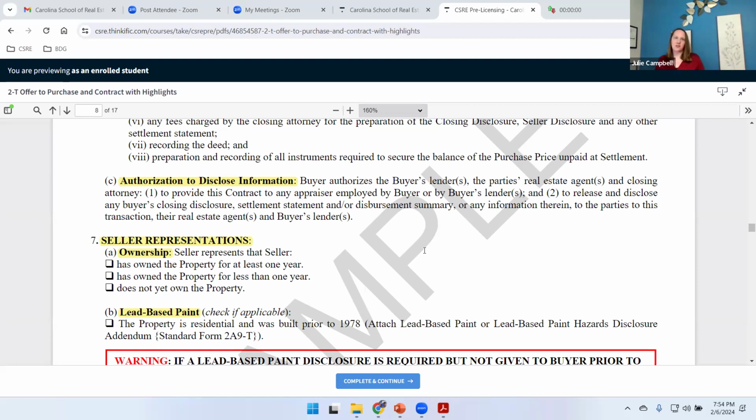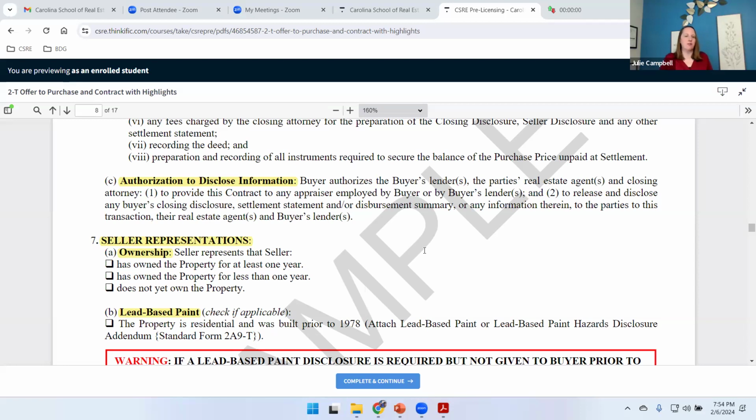If 4, 5, and 6 are all about the buyers, 7 and 8 are all about the sellers. Listing agents, this is what we want to talk about with our sellers. And again, the seller needs to make some representations to the buyer. The buyer should be able to rely on this for accuracy when determining if they want to enter into a contract with this seller or not.